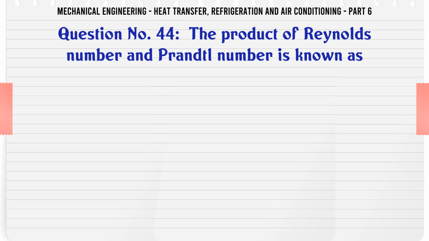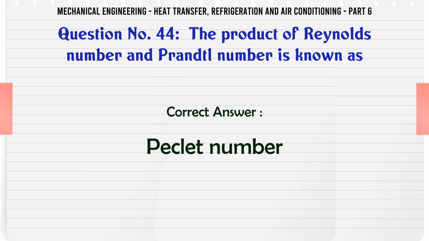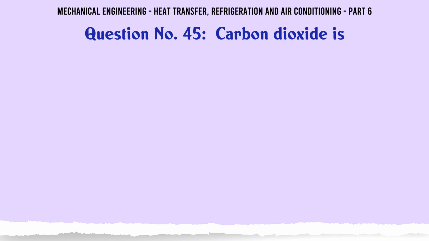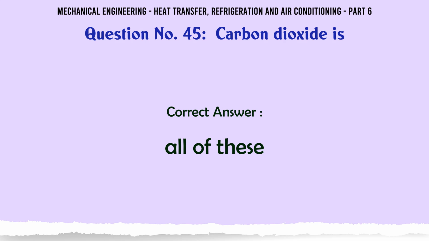The product of Reynolds number and Prandtl number is known as A. Stanton number. B. Biot number. C. Peclet number. D. Grashof number. The correct answer is Peclet number. Carbon dioxide is A. colorless. B. odorless. C. non-flammable. D. all of these. The correct answer is all of these.